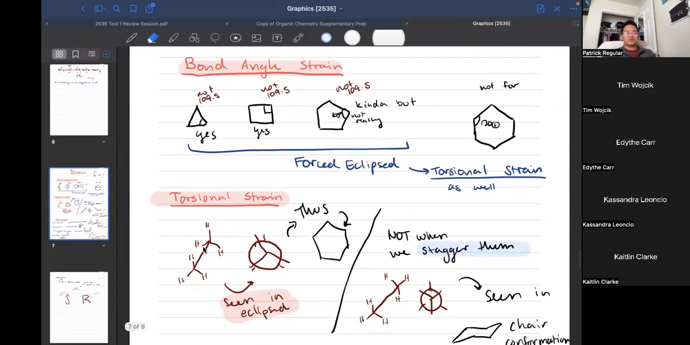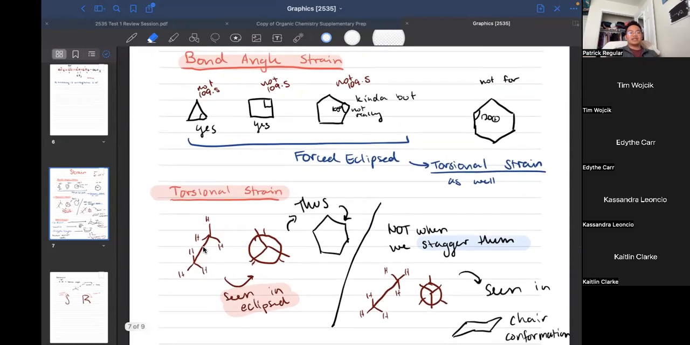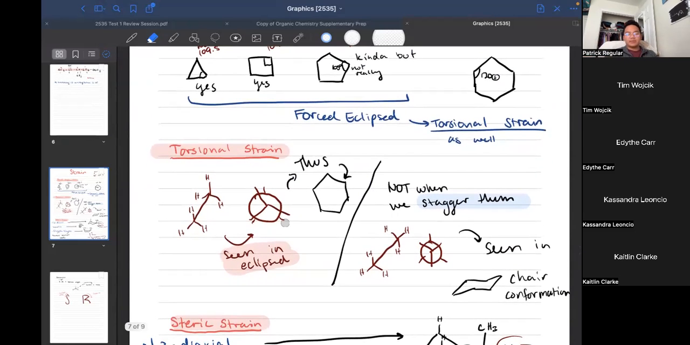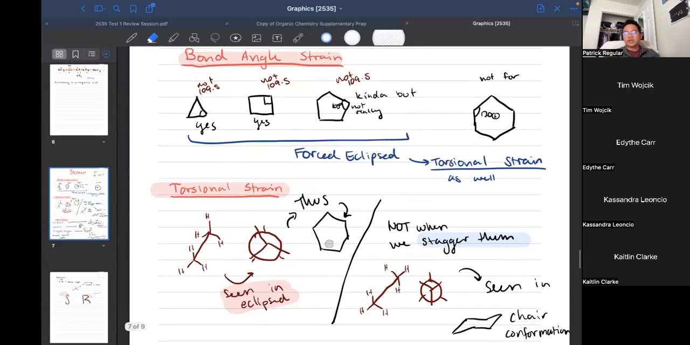Let's move on to torsional strain. Torsional strain is seen whenever there's bond angle strain because there's an eclipse pattern. So if you have a planar cyclohexane, that also has torsional strain because it's not in a chair conformation. The only way to relieve torsional strain is by having it in a chair conformation when we stagger them.